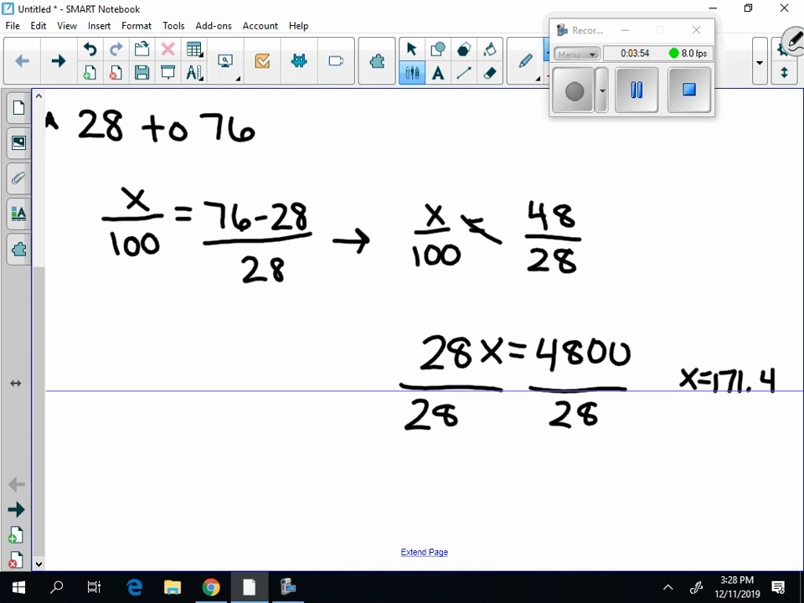So you have a 171.4% increase. So if you go from 28 to 76, you've almost doubled your percent, 200%, not quite. Because 28 to 56 would give you 100%. And then you're going beyond that.